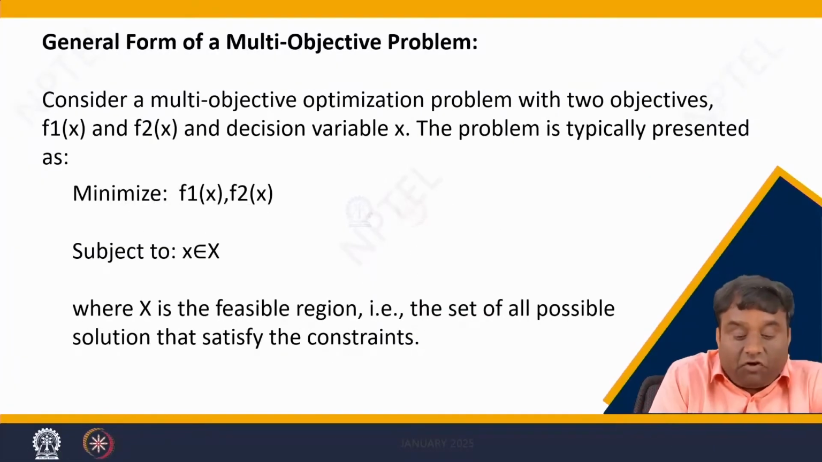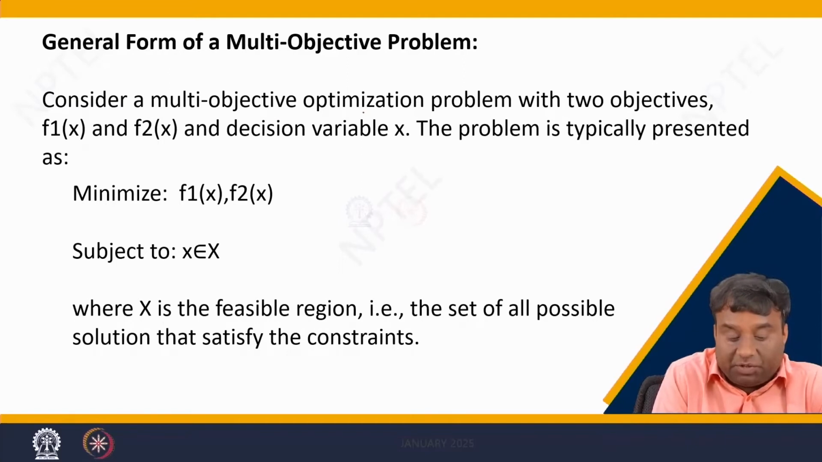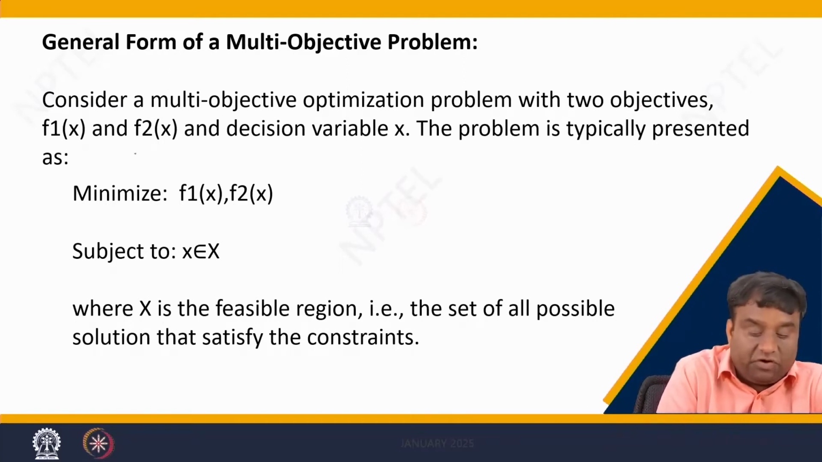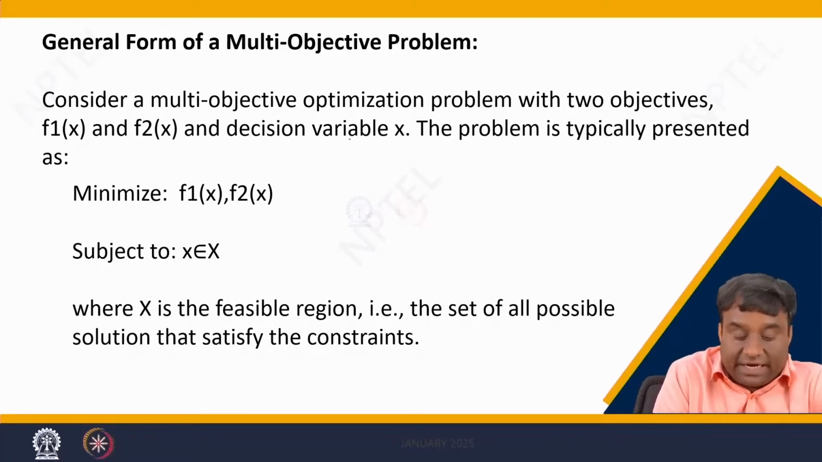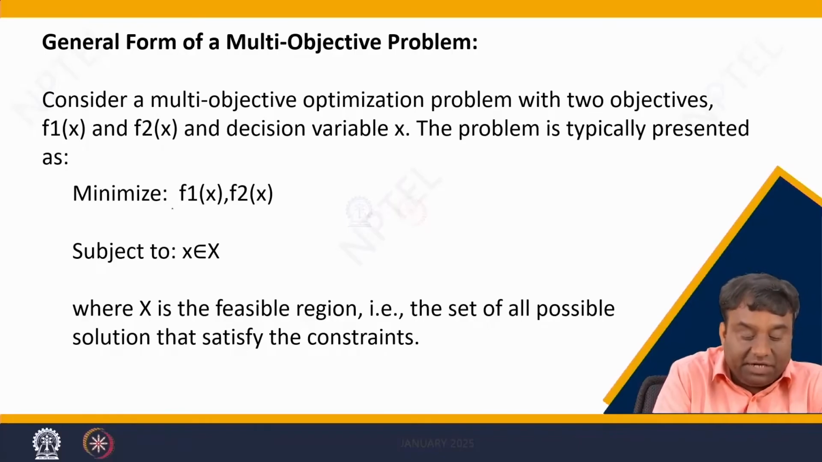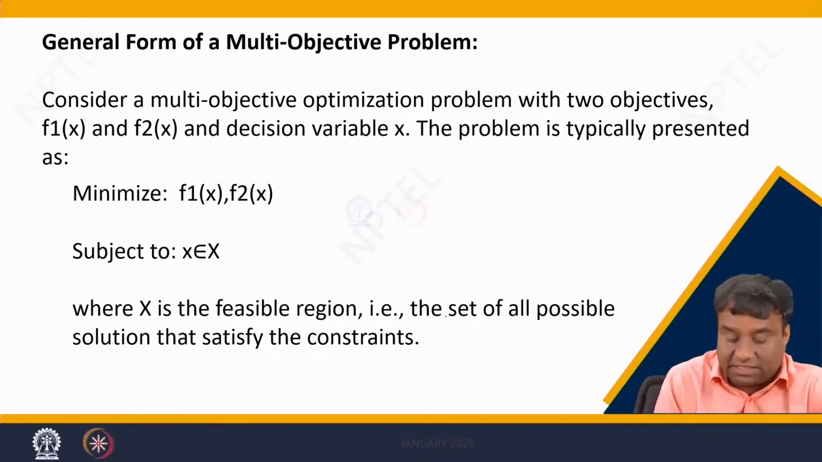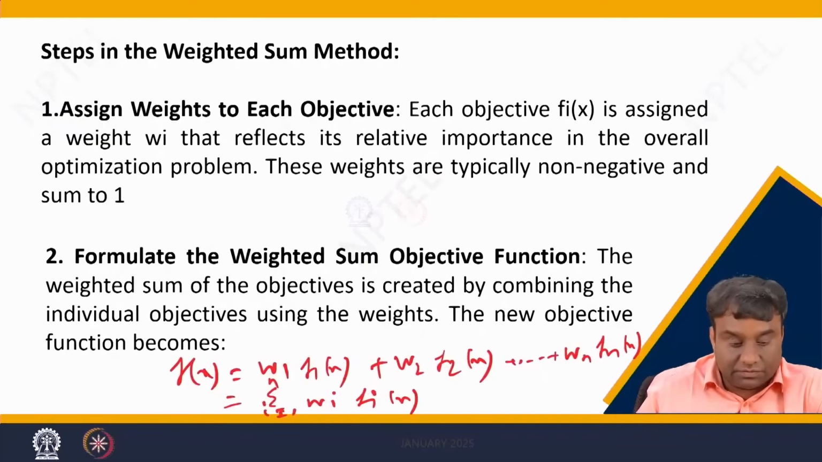So general form of multi-objective problems: there are more than one objective. Consider a multi-objective optimization problem with two objectives, f1(x) and f2(x), and decision variable x. The problem is typically presented as minimize f1(x), minimize f2(x), subject to x belongs to some region, where x is the feasible region, that is the set of all possible solutions that satisfy the constraints.